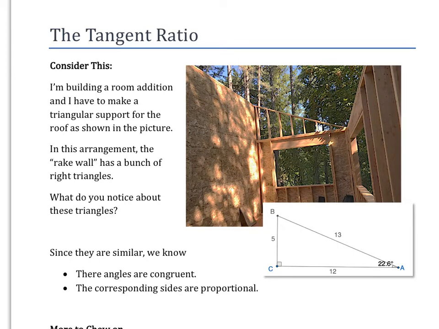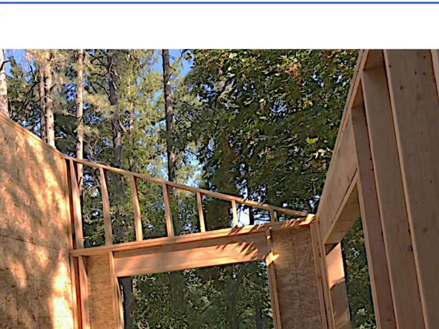All right, in this lesson we're going to be talking about the tangent ratio. So here we have a room addition that I was building, and over here we have what's called a rake wall. And up on this rake wall we have a right triangle. See that? And in this right triangle, we actually have a whole bunch of right triangles. A little right triangle here, little right triangle here, all kinds of right triangles going on. And if we look closely, what do you notice about all these right triangles?